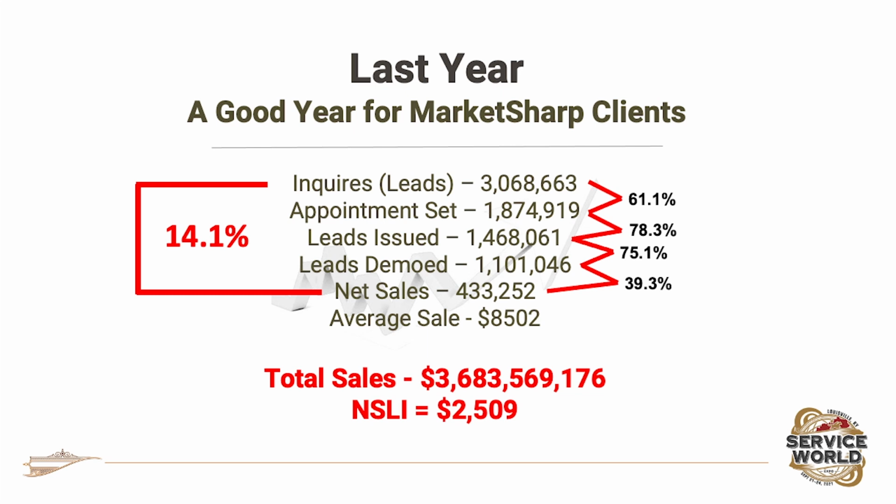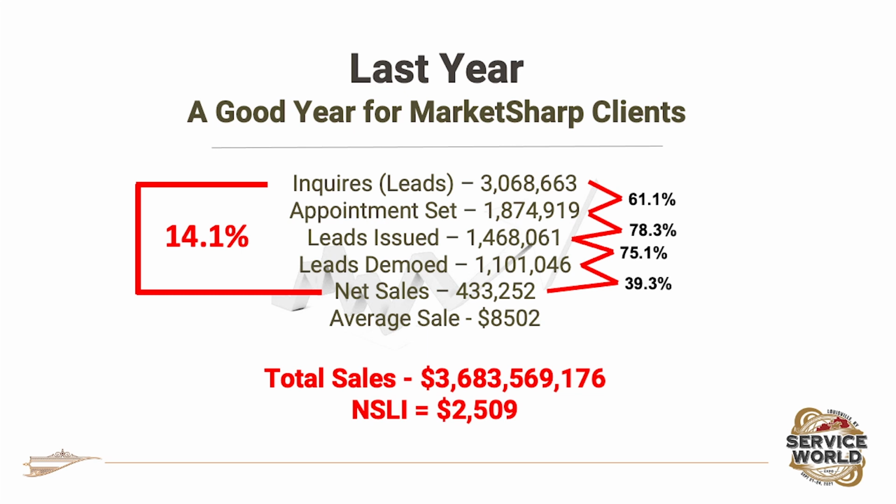78% of leads that are set are turned into issued leads. And then about 75% of issued leads are turned into demoed leads. And then about 39% of demoed leads are turned into sales, which resulted in 400 and some thousand sales here, with a total installed home improvements of about $3 billion, $600 or $700 million. So a bunch.